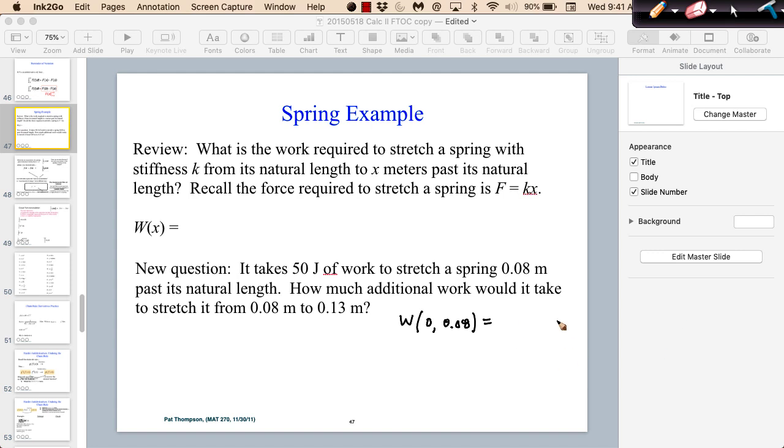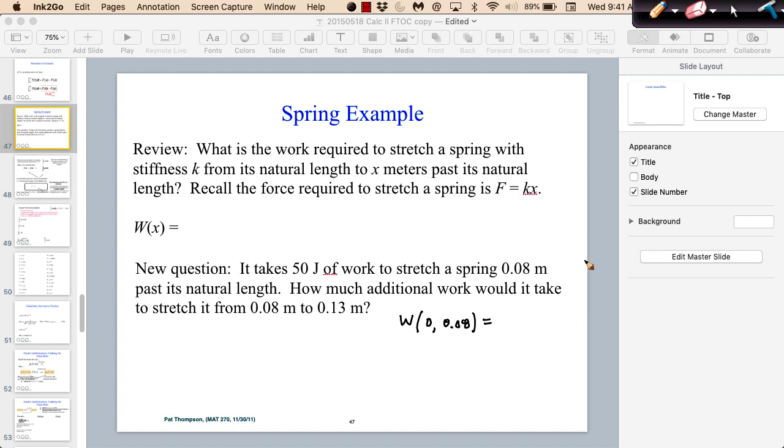Figuring out what the accomplished work is to stretch a spring. Is that just force times distance? Just F times D? Because when you stretch a spring, you just apply a force and stretch it out over that distance, right?